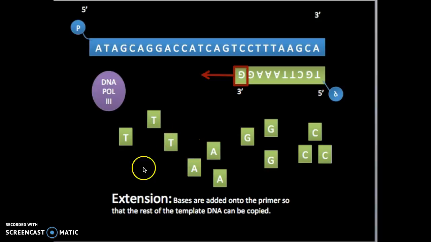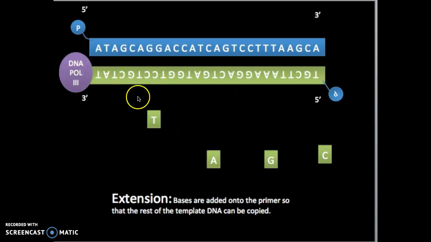Then for the extension part of the PCR, these bases are added onto the primer so that the rest of the template DNA can be copied, and that's through DNA polymerase 3, as you should know by now. All of these bases will be incorporated into that new strand, and you'll get a copy of your original template DNA strand. So that's the basics of PCR.